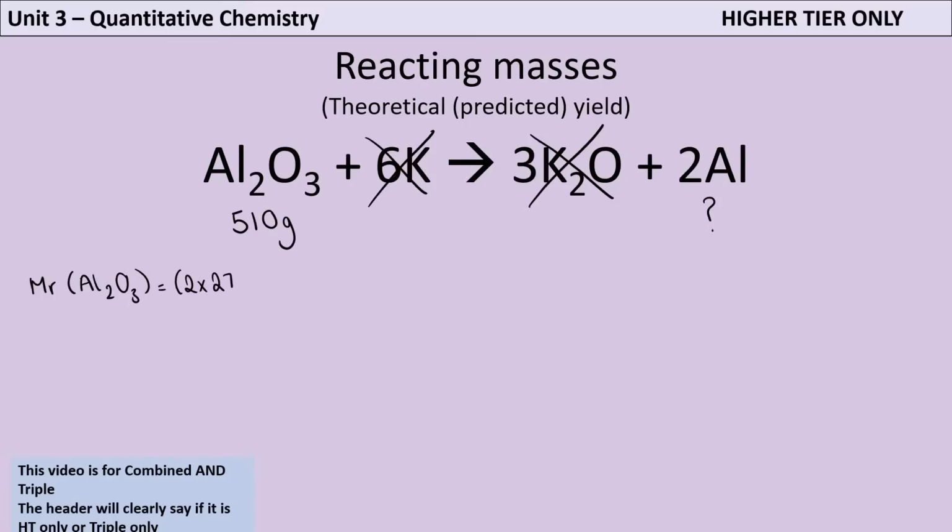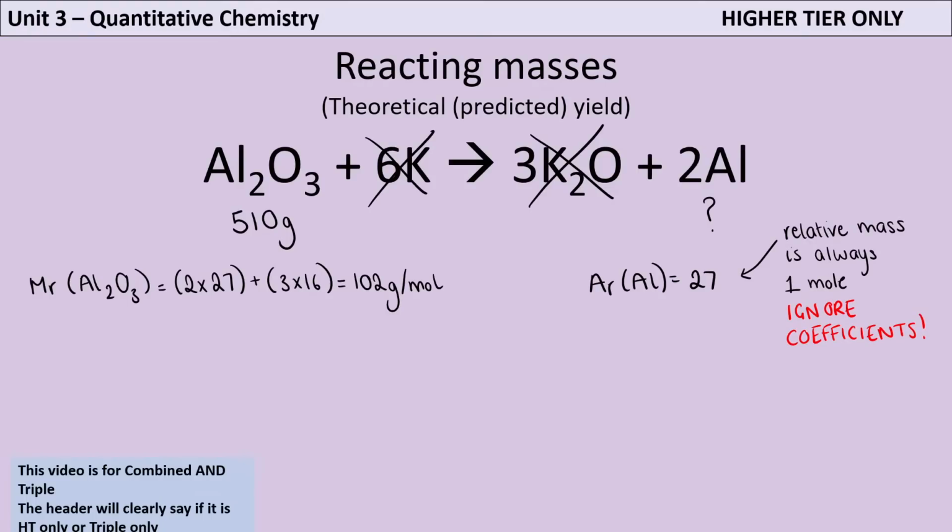Okay, so next up, you're going to work out the relative masses of the things that you're interested in. So we can work out that for aluminium oxide, it's 102, and for aluminium, it's 27. So technically speaking, it's Ar for aluminium because that's just an element, but it doesn't really matter. If you wrote Mr, that will be fine as well.